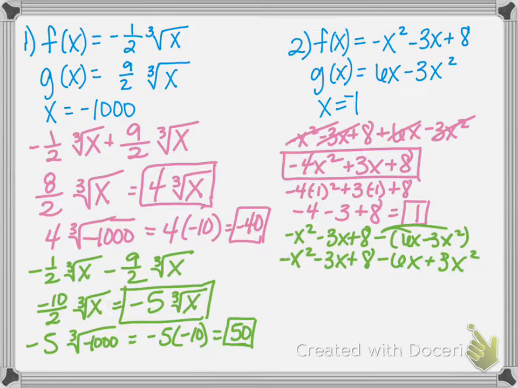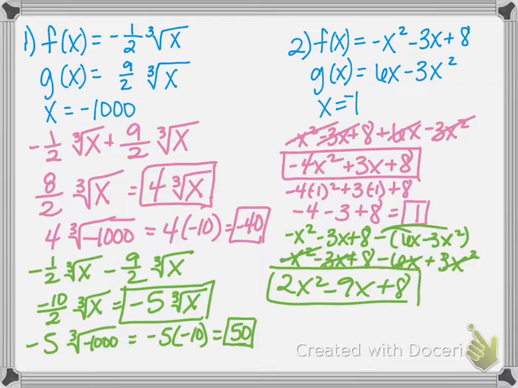All right, add your like terms. That should give you a 2x squared minus 9x plus 8. And this becomes our final combined function. Last piece is to plug in that negative 1.